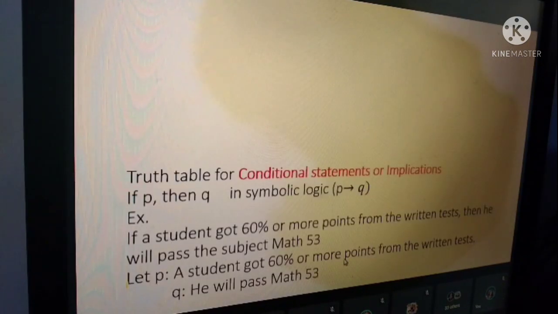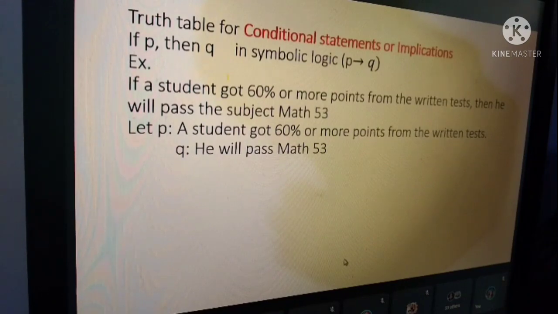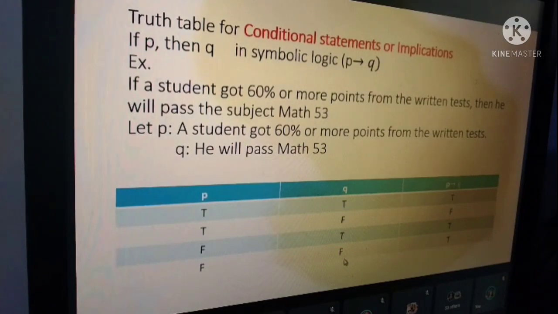Next. Truth table for conditional statements P then Q. So, ang sabi dito, if a student got a 60% or more points from the written test, then he will pass the subject math 53. So, let P, yung proposition P natin, will be that a student got a 60% or more points from the written test. Yung proposition Q natin, he will pass math 53. So, ang proposition natin dito, sabi dito, may condition, di ba?